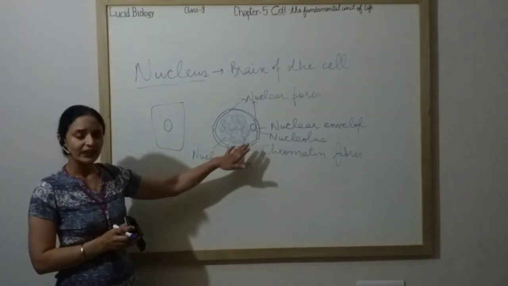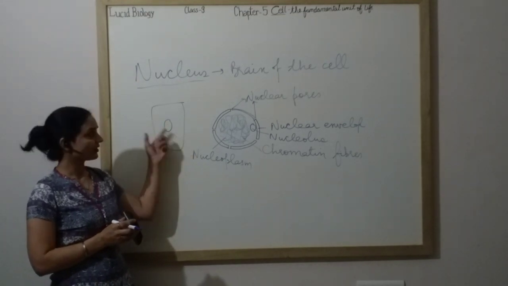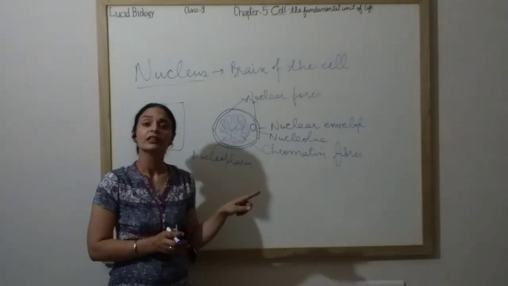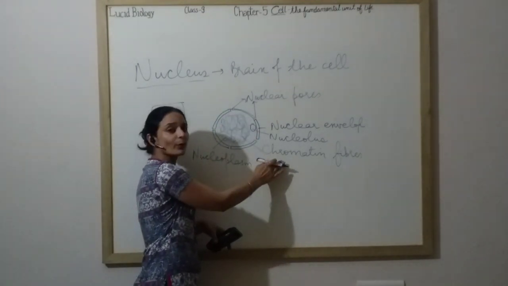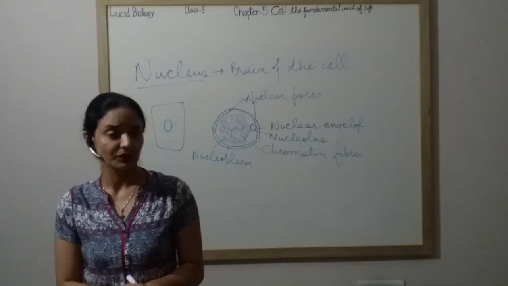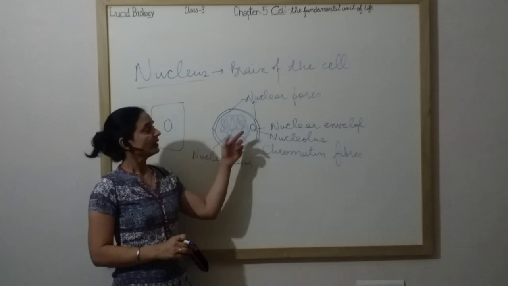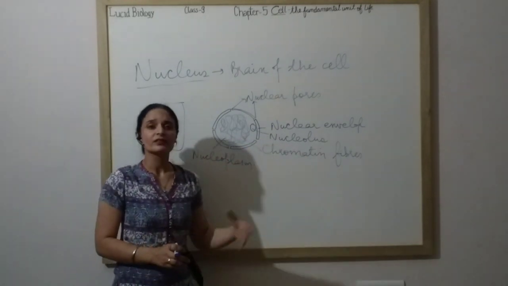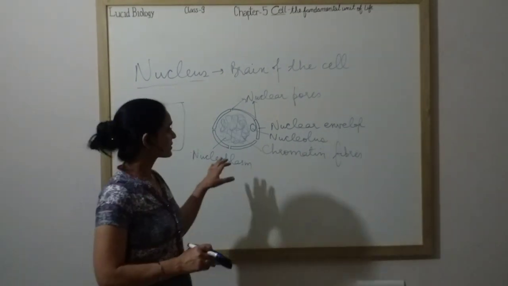The fluid jelly-like substance is nucleoplasm, just as it is cytoplasm in the cell; around the nucleus it is present, and here it is nucleoplasm. The entangled thread-like structure is chromatin fiber. We can see chromosomes at the time of cell division. It plays an important role in inheritance. This nucleolus is a factory of proteins. I hope the detailed structure of the nucleus is clear to you.